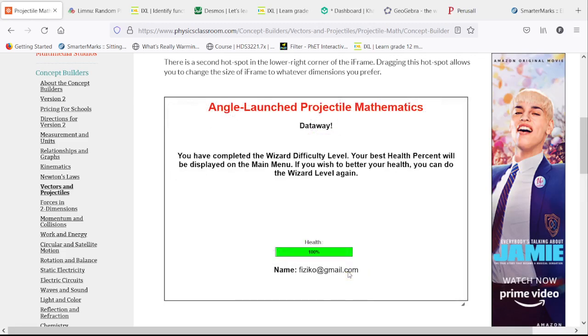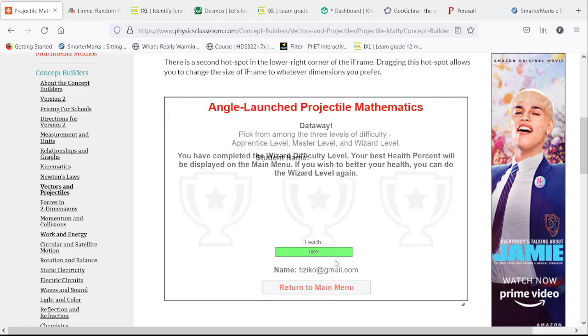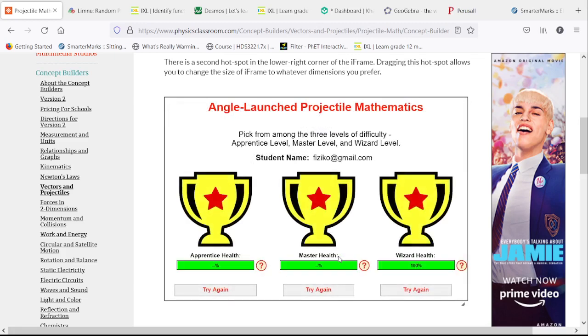So that last row was a definite step up in terms of the mathematics required. But as you can now see, it can be solved with the techniques that we have available to us. So that concludes the solutions to the angle-launched projectile mathematics physics classroom activity.